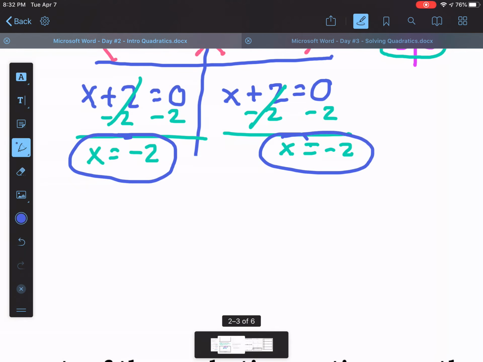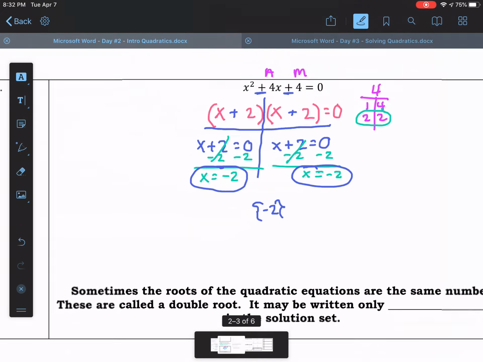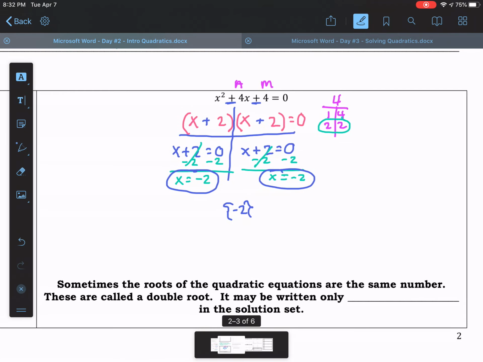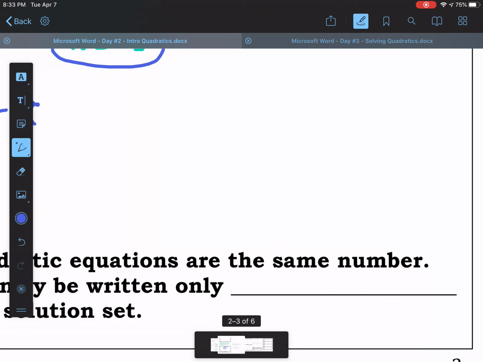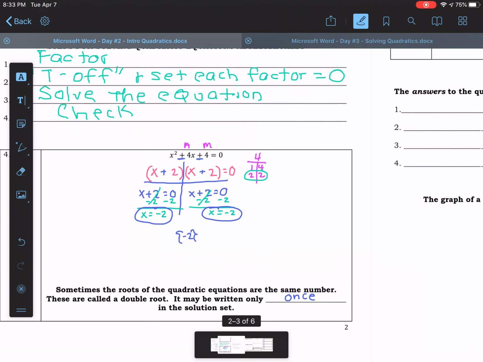So this has a special name when this happens. And if you were to write it as a solution set, what you would do is your curly bracket, and you would just write the -2 once, because the only answer is -2. It's just that you're seeing it twice. So now down here, sometimes the roots of the quadratic equations are the same number. These are called a double root. It may be written only once in the solution set. Okay, so in this box right here, once. All right, but again, the procedure is exactly the same.